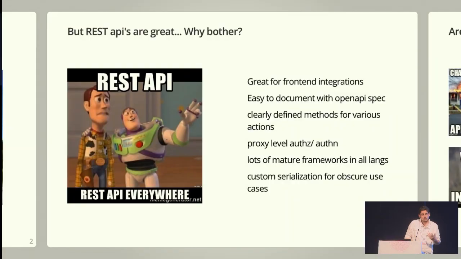All right. So yeah, REST APIs are great, right? Why do we need something else? One thing for sure is front-end integrations. gRPC is still not there because HTTP 2 is not supported in browsers. Documentation is amazing with OpenAPI. Once you have an OpenAPI spec defined, you can have good documentation generated. Even SDKs can be generated.